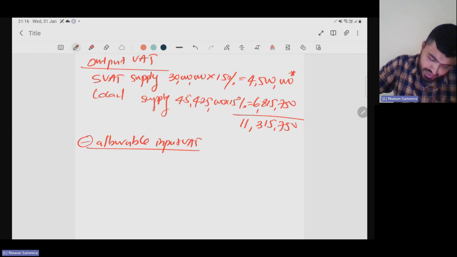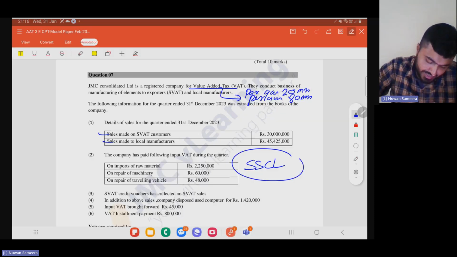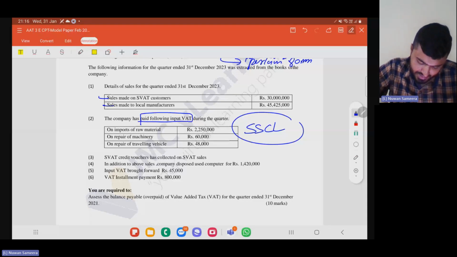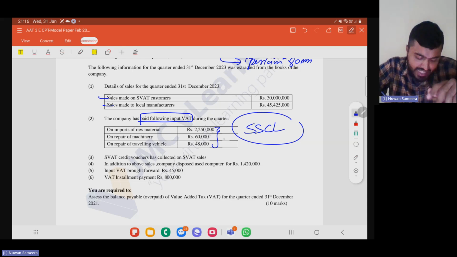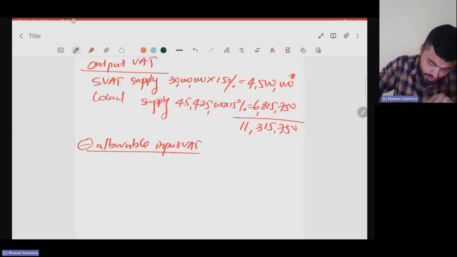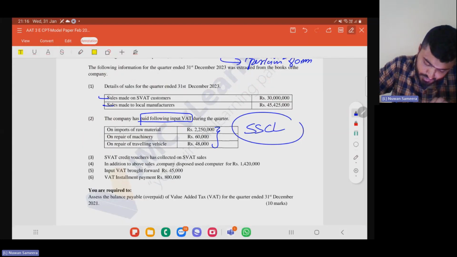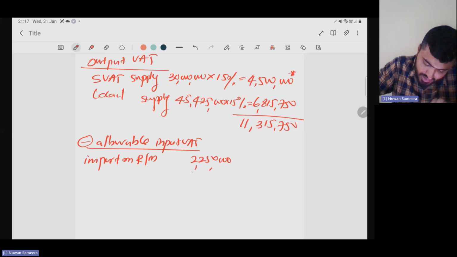So allowable input VAT. In this case, you can see the paid input VAT given here. The company has paid the following input VAT. If it is given as paid, don't apply the 15% rate again. Some students do 2.25 million into 15%. Don't do that, because this is the paid one. These are the amounts that they paid on that expense. Import of raw material is allowed. How much? 2.25 million rupees, not in thousand, right?